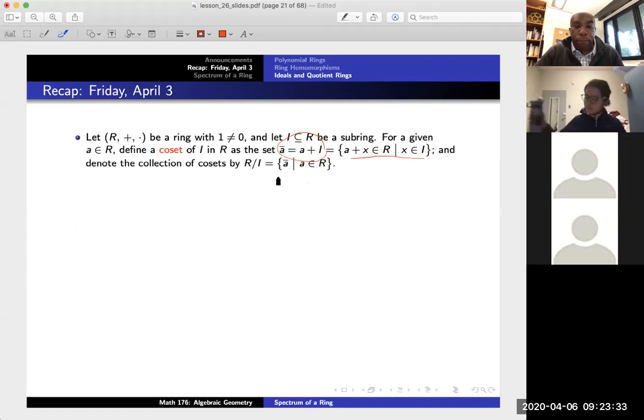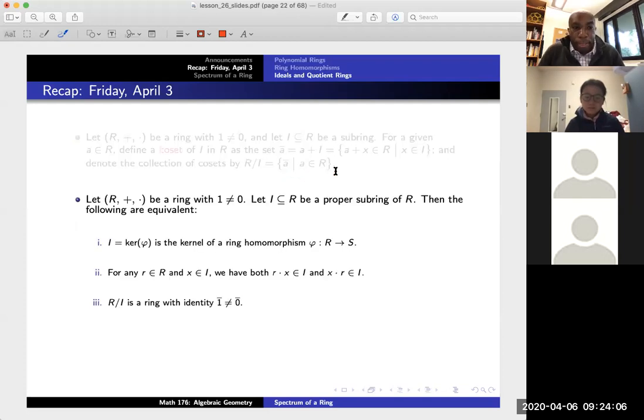They're just going to be elements in the form a plus I. Finally, we can put all of those together into one big set. So all of the a bars where a ranges over R, and this here is a set of sets. So again, if R here is the integers and I is the even integers, then R mod I just says it's a partition. I have either the odd integers or the even integers. So I take R mod I and I now have these two.